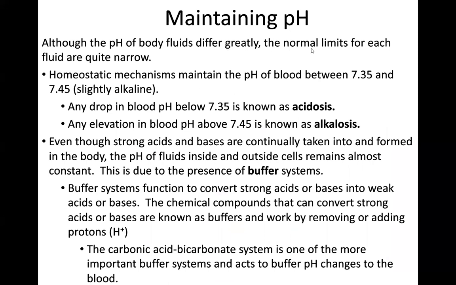One thing that they all share is that the normal limits for those fluids as far as pH goes are quite narrow. We can't see drastic changes in pH. For blood, we like to keep it within a tenth, 7.35 to 7.45, which, as we already said, is slightly alkaline or basic. It is possible to see a drop below 7.35 and an elevation above 7.45. We call these conditions an acidosis and an alkalosis. But hopefully those are not long-term situations, because that can be detrimental to your health.